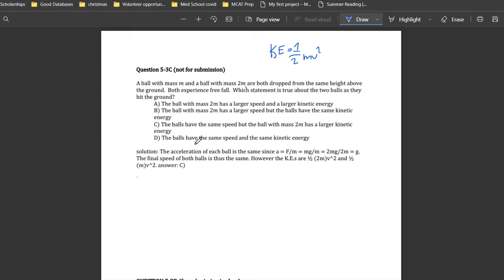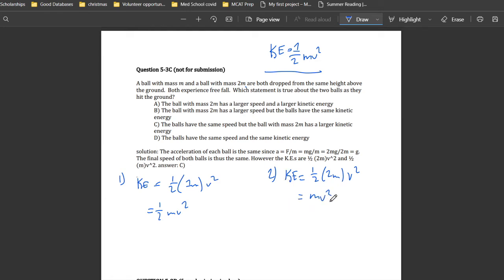Well, first let's address the more relevant part of this question as it relates to this lecture, and it's the kinetic energy portion. And we can just plug in the values of m and 2m directly into the kinetic energy equation to determine which one would have a higher amount of kinetic energy. So for the ball with mass m, for situation 1, we can say that kinetic energy is equal to 1/2 times 1m times velocity squared. So this simplifies to 1/2 mv squared. And the second ball has a kinetic energy equal to 1/2 times 2m times velocity squared. And this simplifies to mv squared. And we can say that mv squared is greater than 1/2 mv squared. So ball 2 with mass 2m should have a greater kinetic energy than the ball with mass 1m.